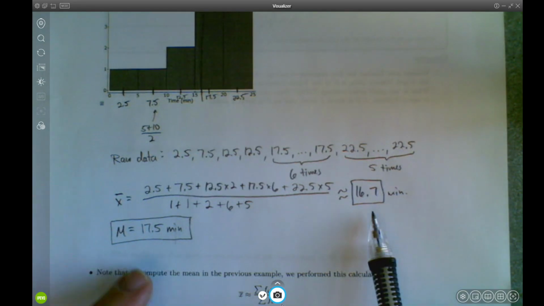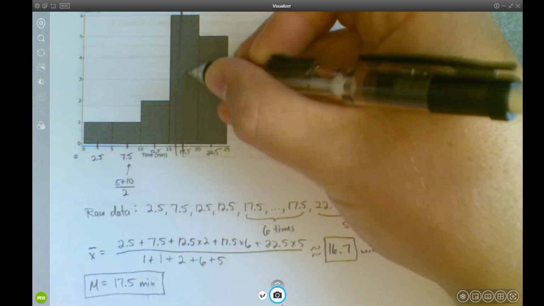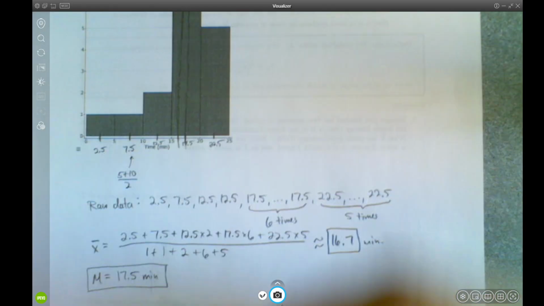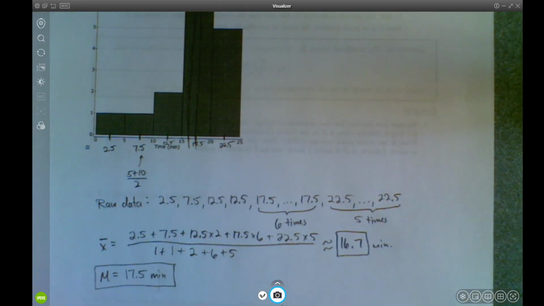So fairly close in value. So 17.5 is right about here. So I'm saying this is my median. It's the value that's in the middle if I arrange all of the data values in order from smallest to largest.